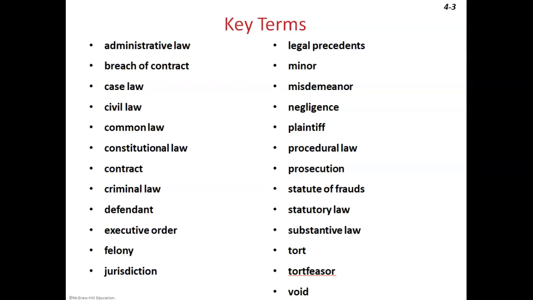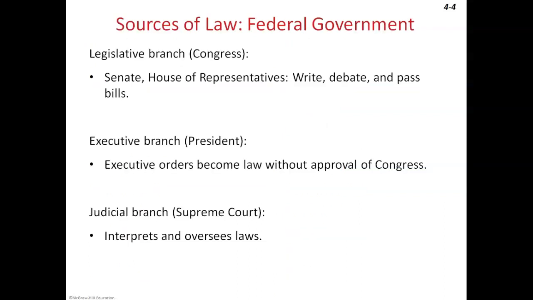Here's a list of the key terms we will cover in this chapter. To begin, we'll do a brief review of the sources of law inside of the federal government. The federal government is comprised of 3 branches of government. They're legislative, executive, and judicial.